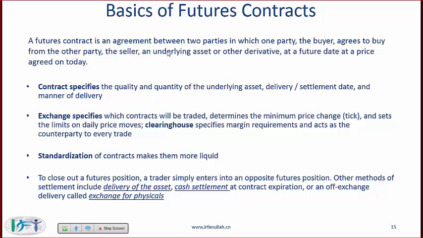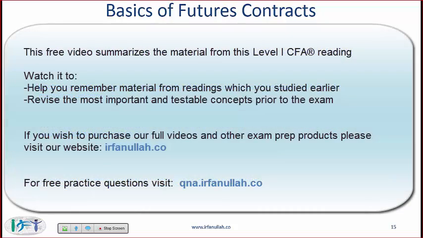A futures contract is an agreement between two parties in which one party, the buyer, agrees to buy from the other party, the seller, an underlying asset or other derivative at a future date at a price agreed on today. This looks a lot like the definition that we saw with forward contracts. The difference is that futures contracts are standardized. So there is a standard contract.